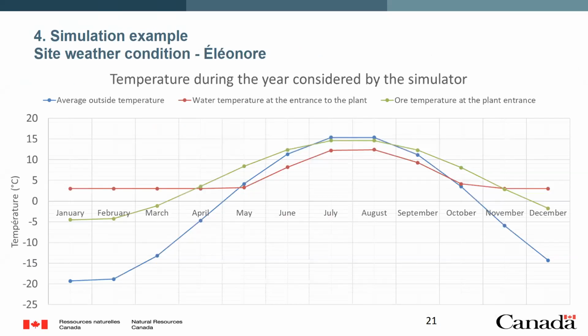So here's a temperature profile, the monthly temperature profile in blue. Then there's also the water temperature profile for the entrance of the filtering plant, and then the ore temperature profile at the plant as well. And all of these show average values monthly. Keep in mind that the simulations are done with hourly values, not the monthly.